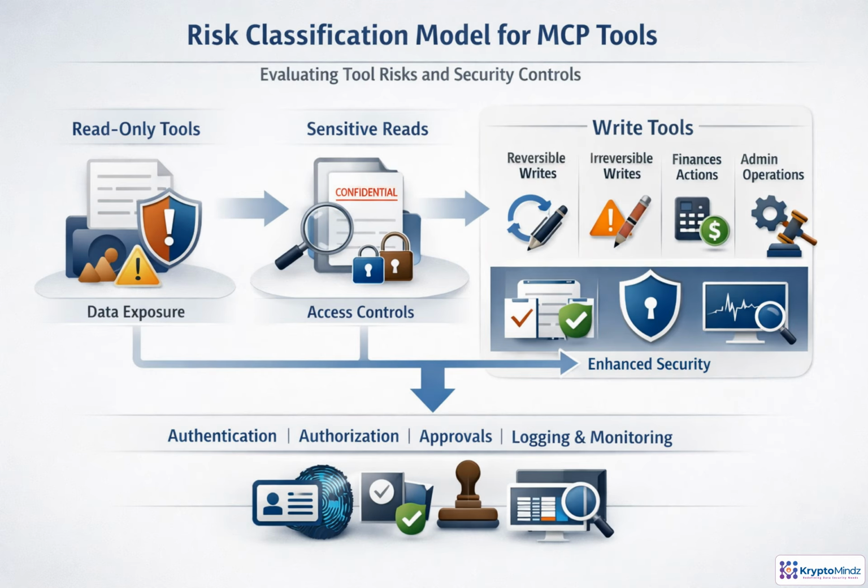Use risk classification before connecting an MCP tool, not after it causes a problem. Start by asking what the tool can read or change. Read-only does not automatically mean low risk. A search or export tool may reveal customer data, secrets, or regulated records. Sensitive reads need tighter access controls because the failure mode is disclosure. For writes, separate ordinary reversible updates from deletes, payments, refunds, and administrative actions like granting access. Each step up the risk scale should raise the control level: stronger authentication, narrower authorization, explicit approvals, and better logging and monitoring. The goal is consistency, not guesswork.